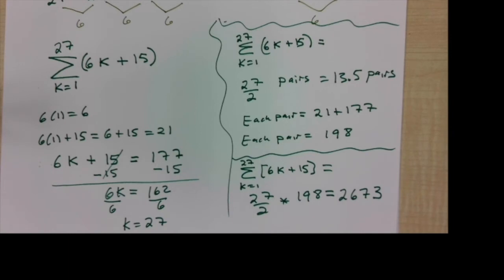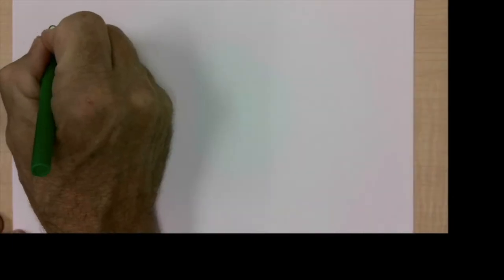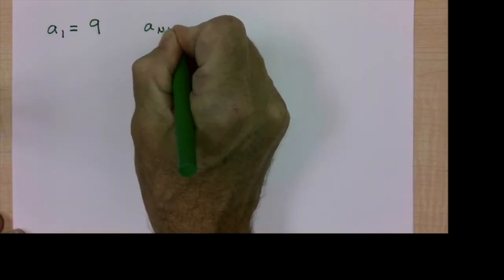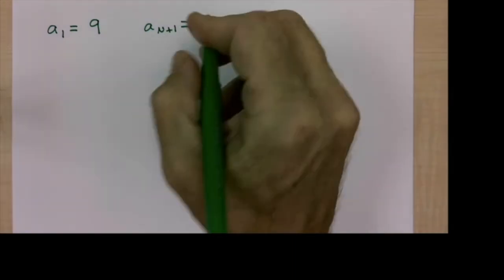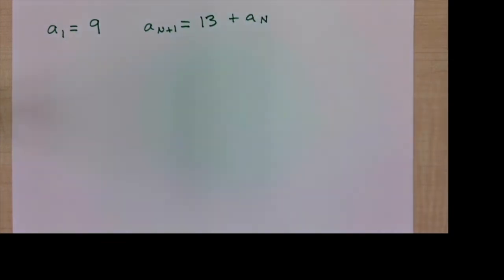All right. Let's go ahead and do one more of these arithmetic series. So this time I am going to say that a sub 1 is 9, and a sub n plus 1 equals 13 plus a sub n. And we want to identify the sequence, and then we're going to add all the terms together. So our goal is going to be to find the sum of these.